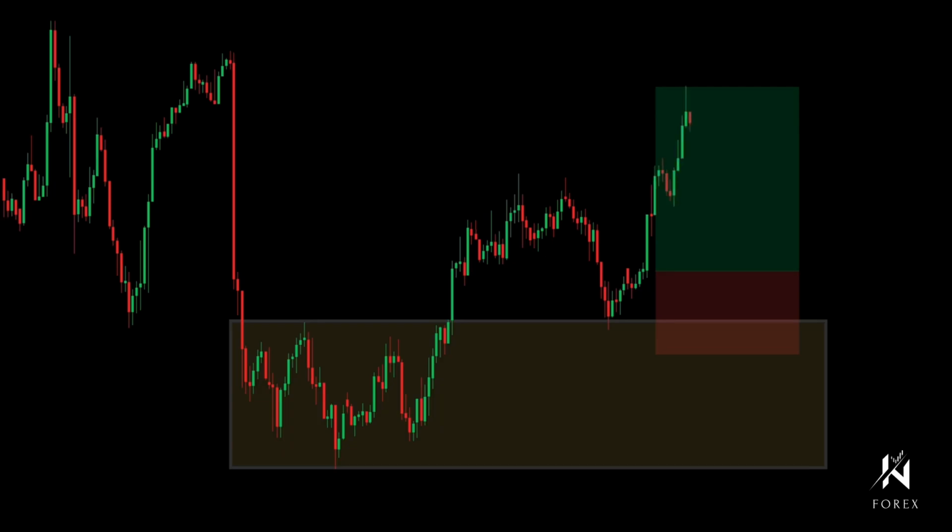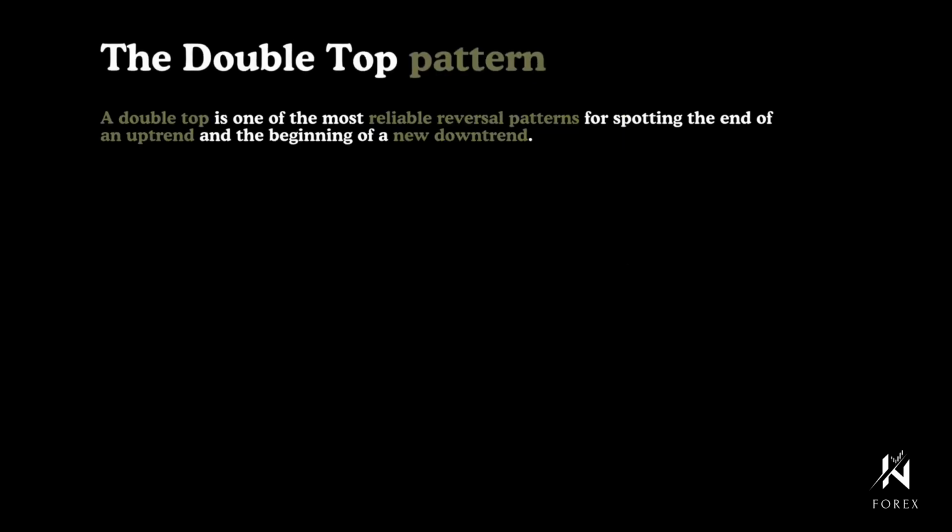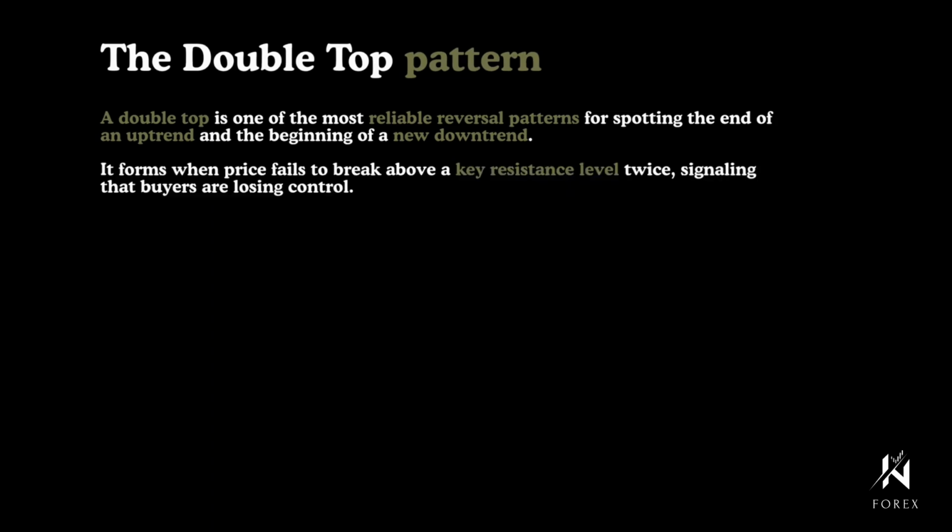Now that you understand how to trade break and retest setups using price action, it's time to level up. Let's talk about spotting and trading reversals. We'll kick things off with one of the most reliable patterns out there, the double top. A double top is one of the most powerful and reliable reversal patterns used to spot the end of an uptrend and the potential start of a downtrend. It forms when price tests a key resistance level twice but fails to break through, signaling that buyers are running out of steam. Let's break it down step by step.